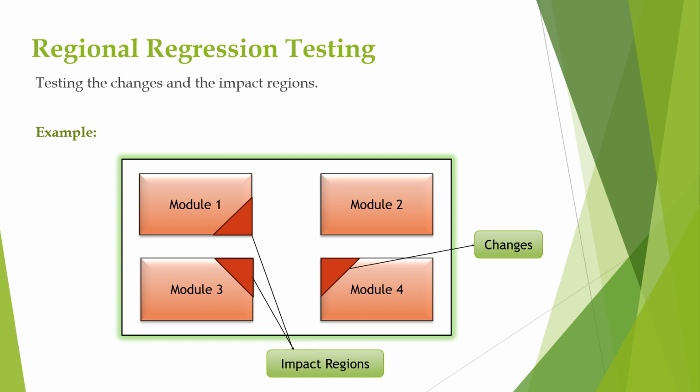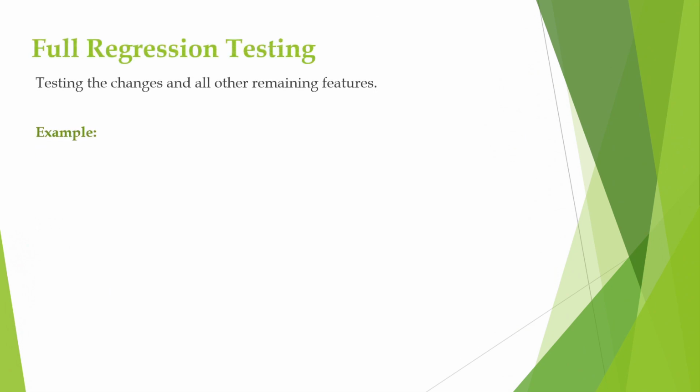As a test engineer, we'll first start testing the changes that have been done to fix the defect in module 4. And we should also check the impacted regions, that is module 3 and module 1. This type of testing is called regional regression testing. Next is full regression testing. Testing the changes in the application along with all the remaining features is called full regression testing.